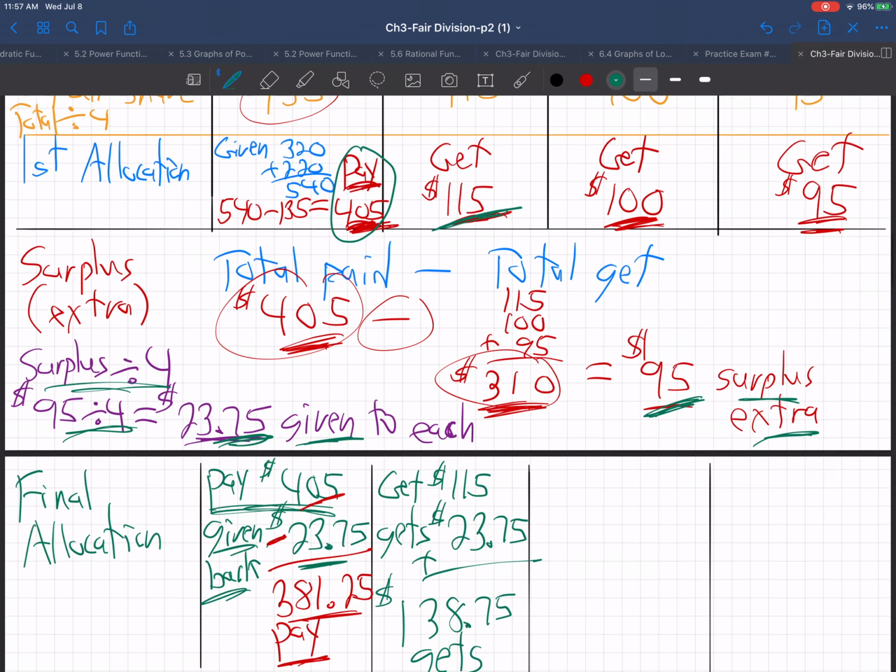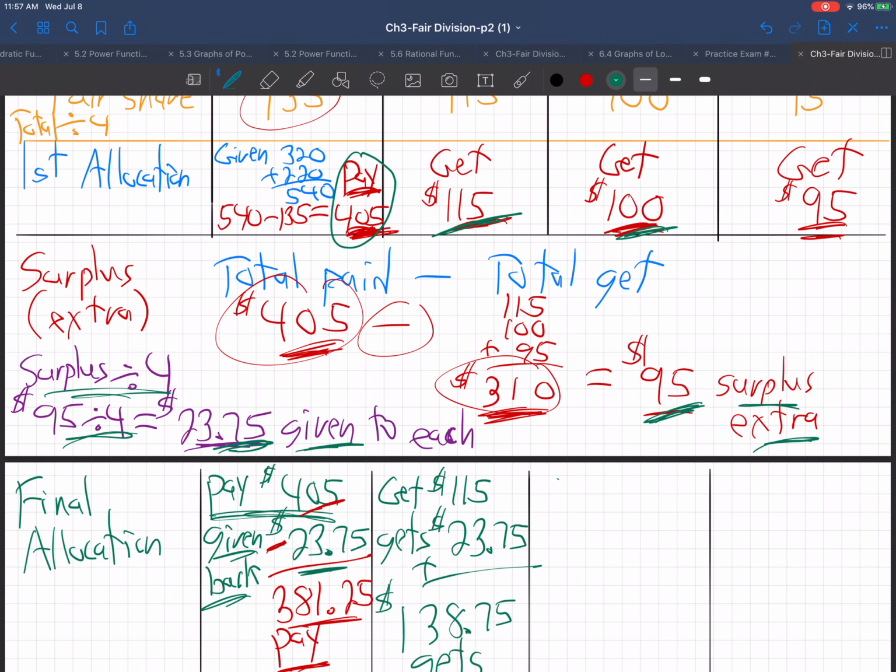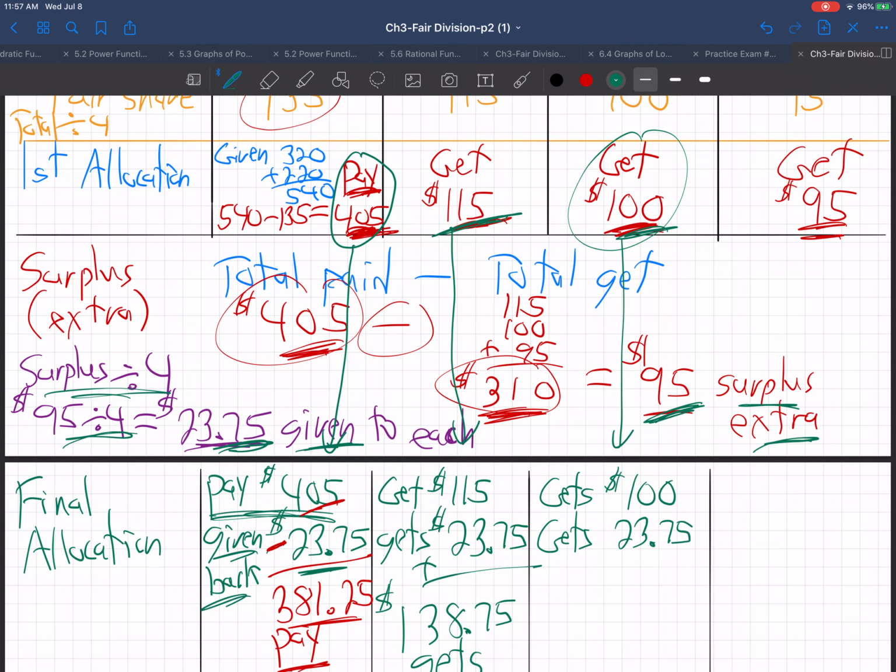For C, it's the same thing. Originally he got $100 in the first allocation. So you always grab the first allocation numbers. Right? So I'm always grabbing the first allocation numbers. And then the new surplus money, he also gets $23.75. So $123.75 is what he gets, straight cash.